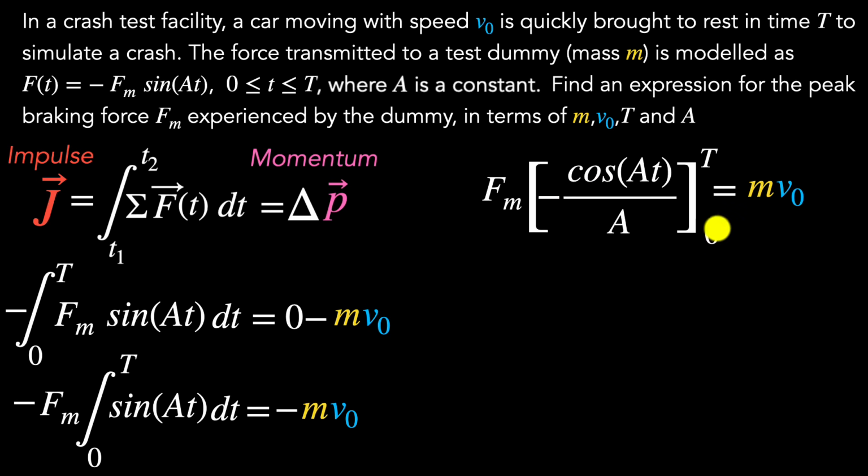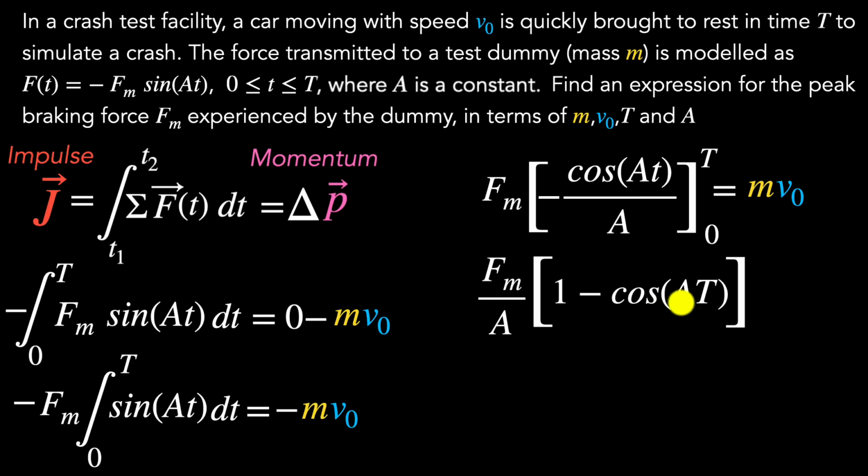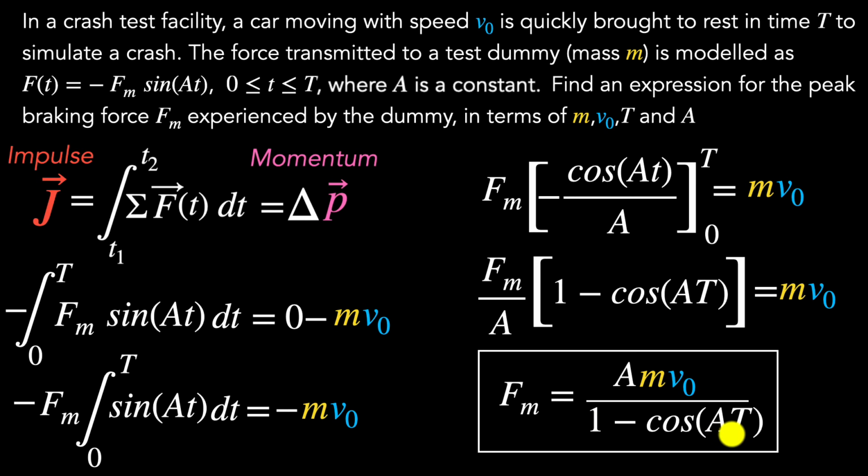All right, so all we have to do now is substitute the bounds. If I substitute the upper bound, I get cos(aT), minus the lower bound, cos of 0 is 1. So cos(aT) minus 1, but there's a negative sign. So it's 1 minus cos(aT). So Fm divided by a times (1 minus cos(aT)) equals m v0. And we are done. We can now rearrange this. Fm equals a times m v0 divided by (1 minus cos(aT)), and there we have it. That is the expression for the peak force acting on the dummy.